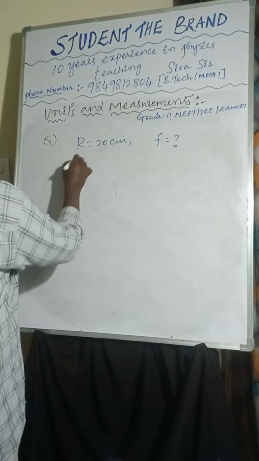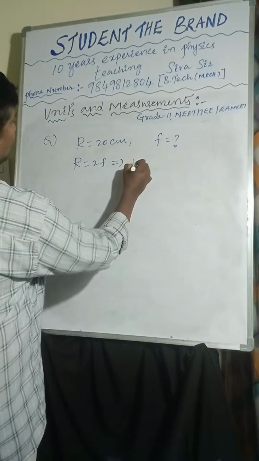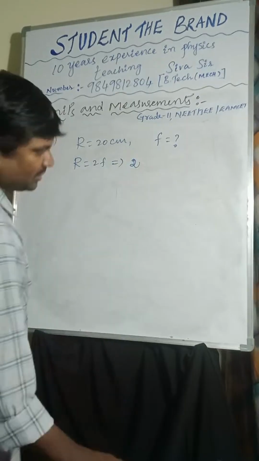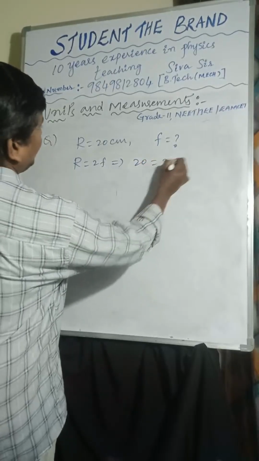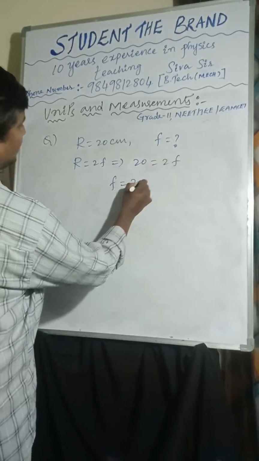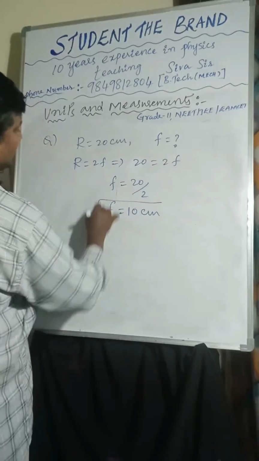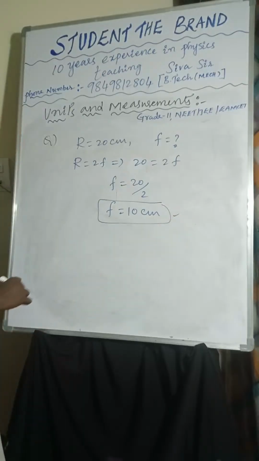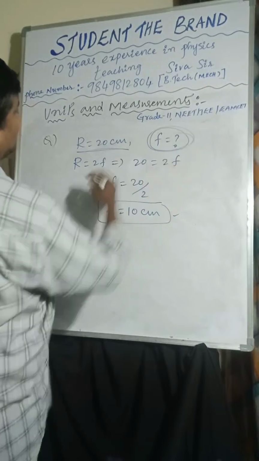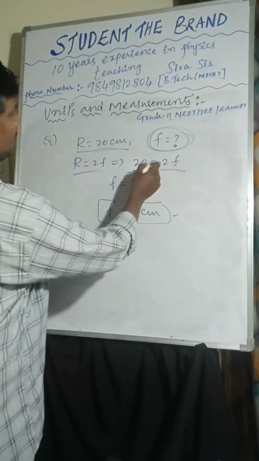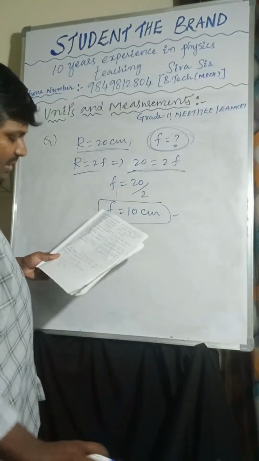We know R equal to 2F. So R equal to 20, substitute that. So 20 equal to 2 into F. So F equal to 20 by 2. So F equal to 10 centimeter. The radius of curvature is given as 20 and they asked to find out the focal length. So R equal to 2F, 20 equal to 2F, F equal to 20 by 2. We'll get 10 centimeter, right?